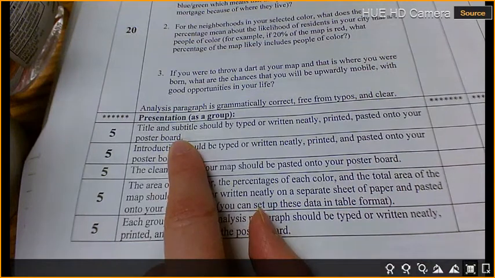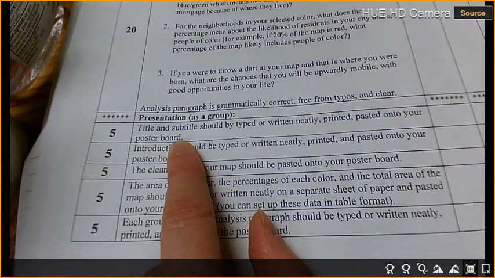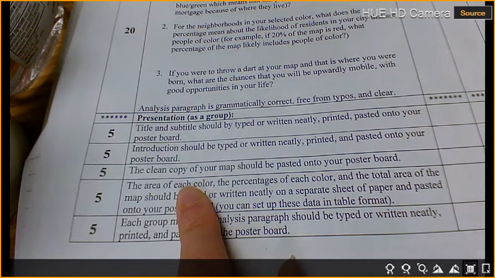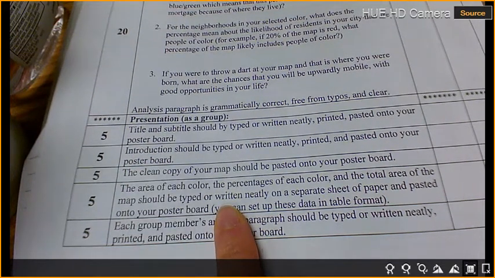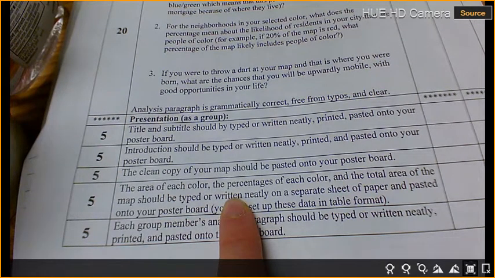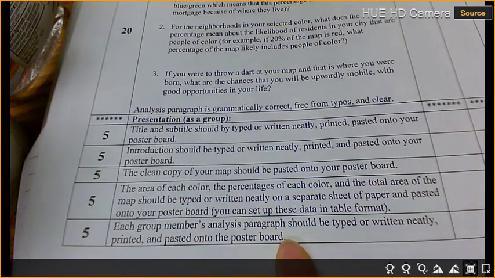You have your title, with everybody's name on it. You have your introduction up there. You have your map up there. You have each person's color, the percentages, and total area. You can just put up your whole calculations, or you can make it shorter on there. And you have your paragraph on there for your rubric.